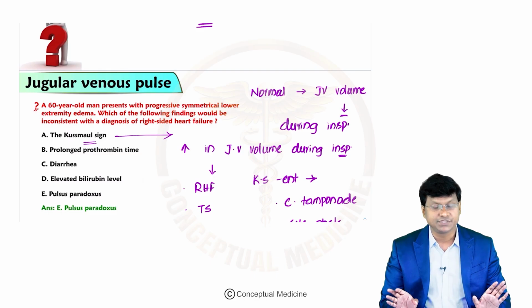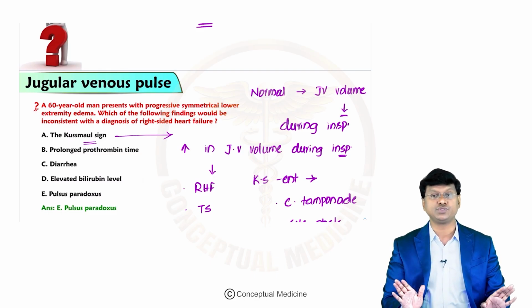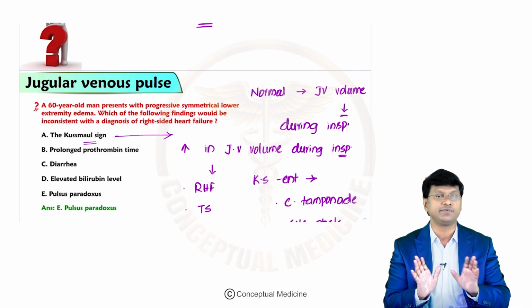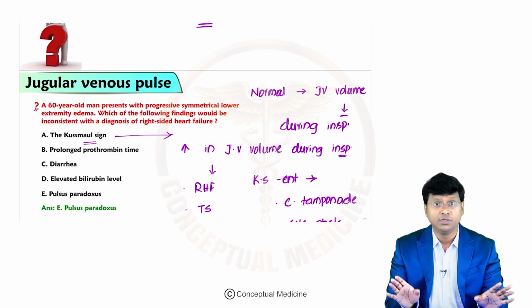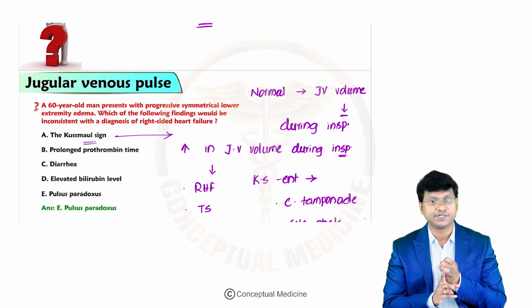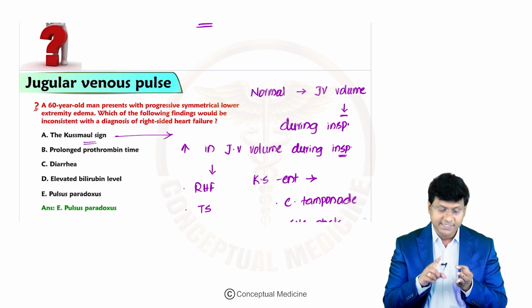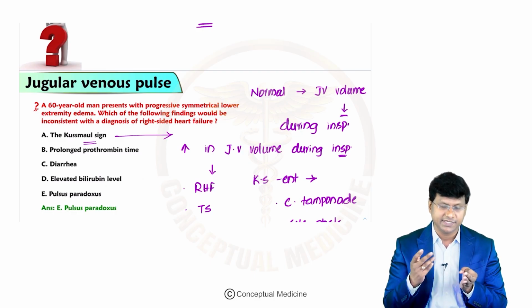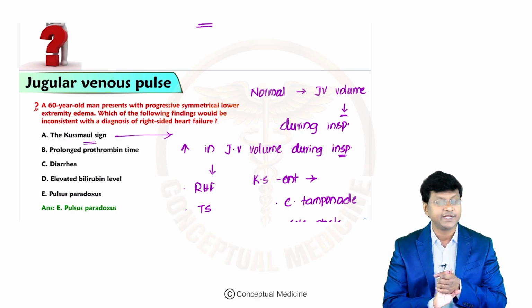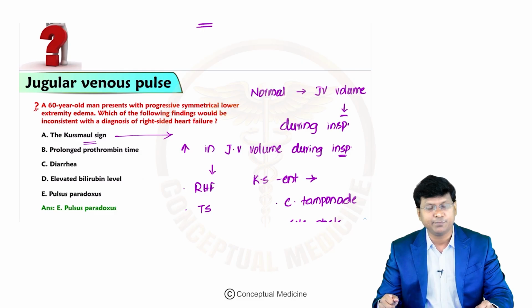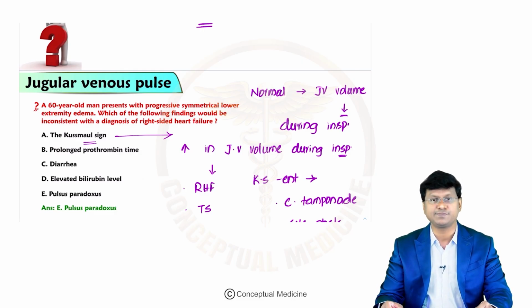So this completes the entire discussion of your jugular venous pulse or jugular venous pressure. The normal jugular venous pressure is 6 to 8 centimeters above the right atrium, and you need to know the waves as well as abnormalities of the waves, and the conditions where there is increase in JVP and decrease in JVP. So with this, I'll wind up this important topic, jugular venous pulsations.